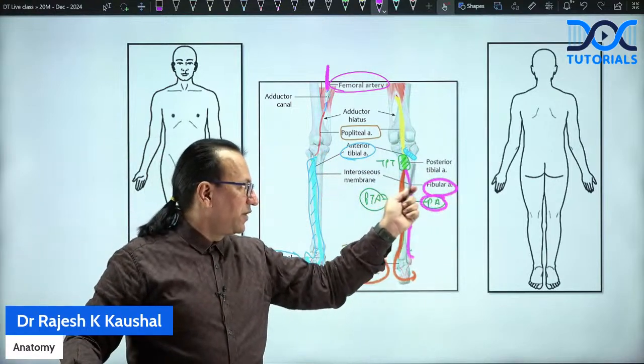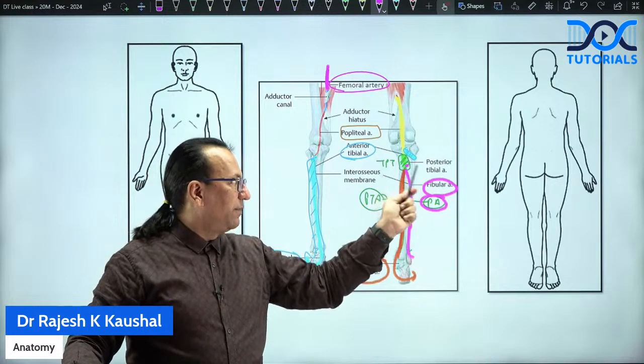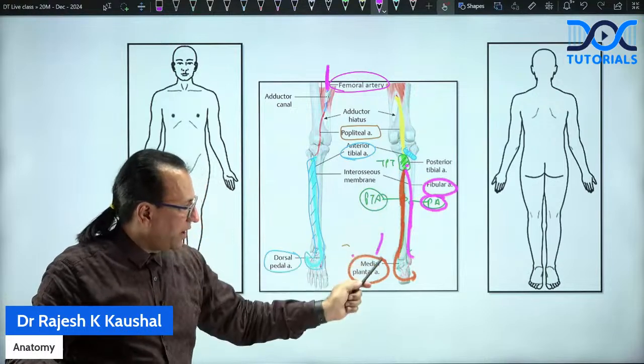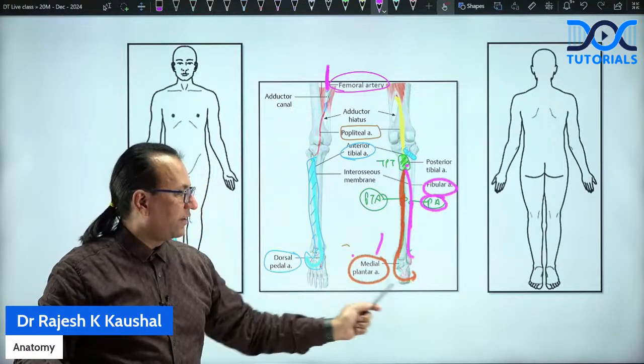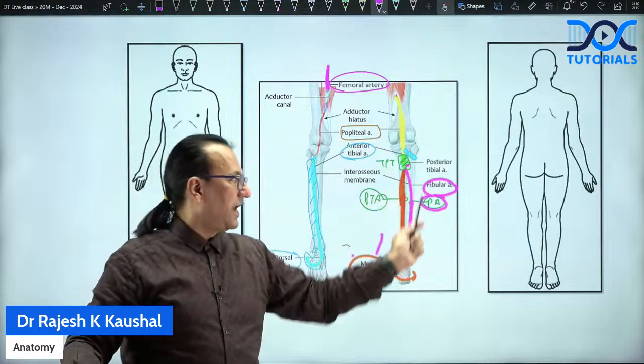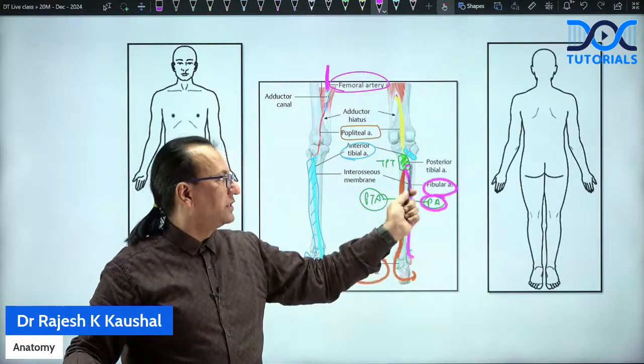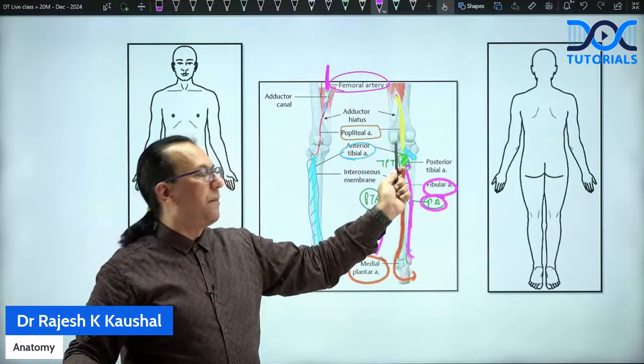So where is the block? Block is in the tibioperoneal trunk. If you have a block in the tibioperoneal trunk, then you'll have less pulse in posterior tibial artery and the sole, medial lateral plantar arteries, and of course the lateral leg compartment, peroneal artery, will also be getting compromised. So block is here.